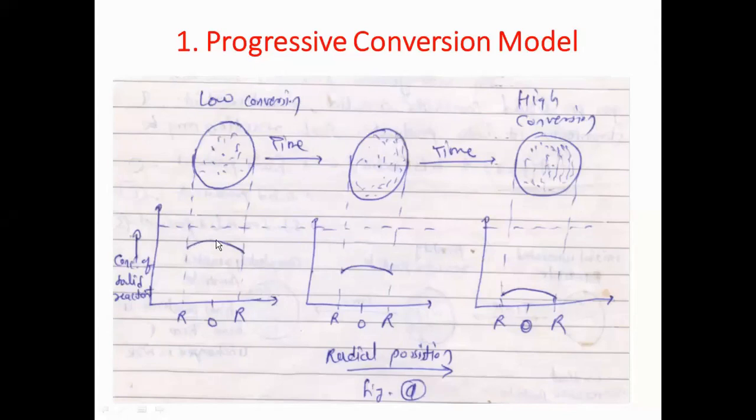At the center there is less reaction because the fluid penetrates from the surface towards the center of the solid. When time passes, the concentration of the solid goes on decreasing like this with time. So this is the concentration profile. This is called the progressive conversion model.